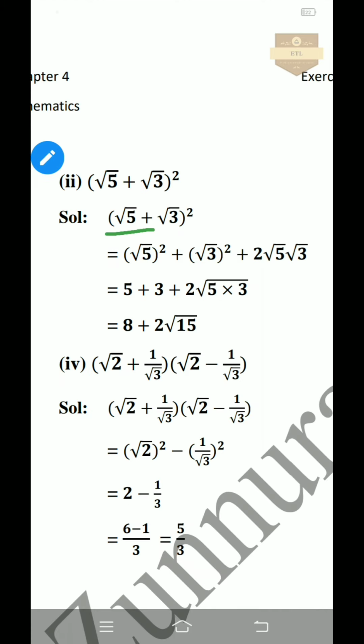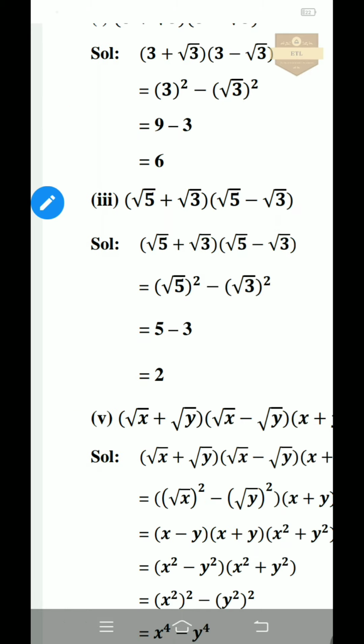Next, part number 2, which is under root 5 plus under root 3 whole square. Here we will apply the formula of a plus b whole square, which is equal to a square, which is under root 5 power 2, plus b square, which is under root 3 whole square, plus 2 into a, b, where a is equal to under root 5, and b is equal to under root 3. Now this power will be cancelled with square root, and we have 5 plus 3 plus 2 into, as both have common radicals, they will be multiplied with each other, and we can write it as 2 into under root 5 multiplied by 3. We can write it as 5 plus 3, 8 plus 2 under root of 15, which is our answer.